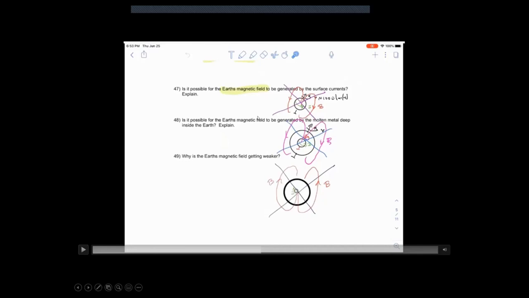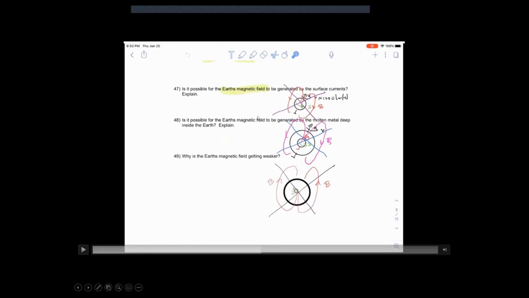The spin of the core cannot be responsible for it either, because the core has to be spinning in the same direction as the spin of the Earth. So the only explanation that we have is the convection currents inside the core, and they must be moving in the opposite direction of the spin of the Earth for whatever reason. Okay, that's the best explanation that we could come up with. So it's still a mystery.